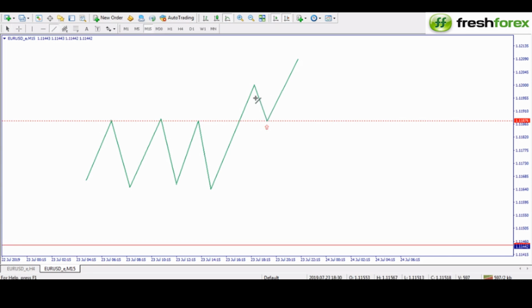So you may see this as a good place to buy from, but then price again breaks below that support, then comes back again above it. So this one here, this is still a breakout. This is a false breakout. The entire break below a level and then coming back above it, this is a false breakout.